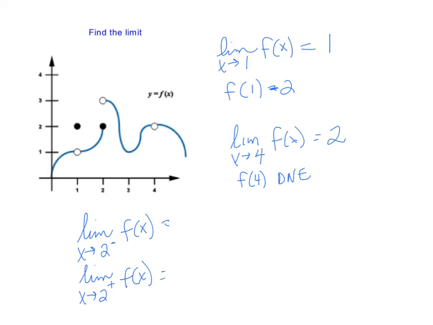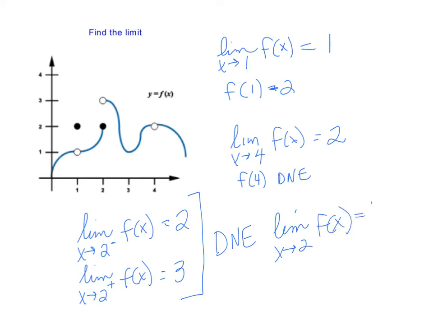Okay, and so we have here, as it approaches from the left, it is 2. But as it approaches from the right, it's 3. So because these are different, they say that the limit as x approaches 2 of f of x does not exist because they're different from the right and from the left.